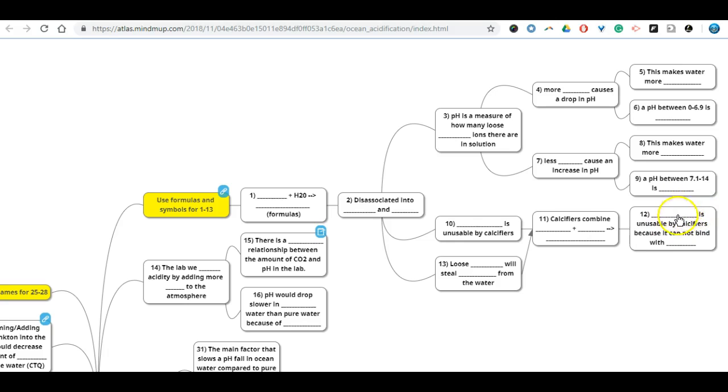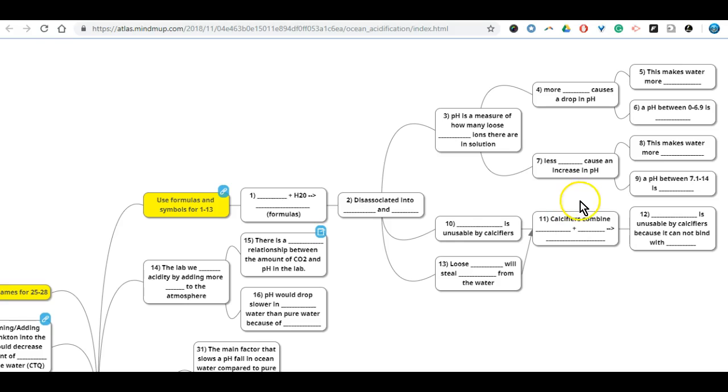Now, one of the things here is bicarbonate, or H2CO3, is unusable by calcifiers. How come? Because the H2CO3 cannot bind with the calcium anymore. All right, over here at number 13, loose hydrogens will steal carbonate from the water. Now, this is really important. Now, 13 and 11 are connected.